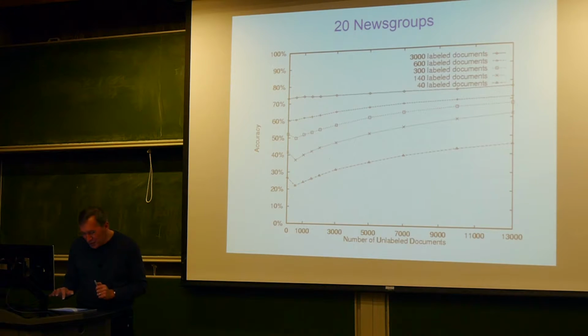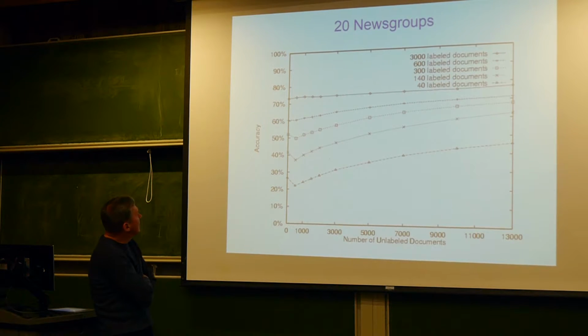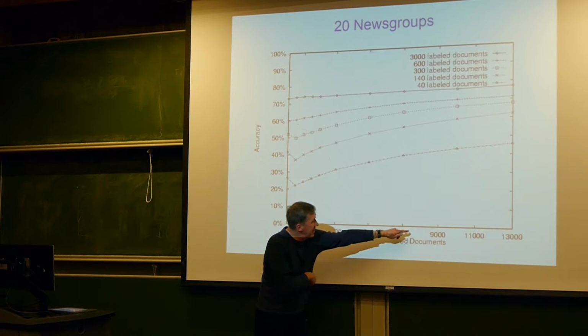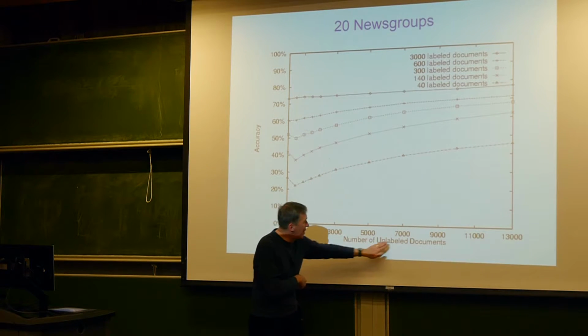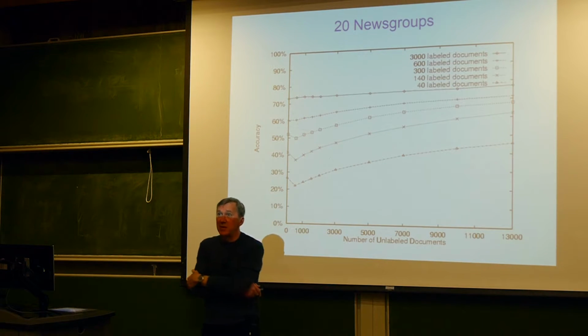All right, so here's one final plot that, again, gives some insight into how the performance is influenced by different numbers of labeled and unlabeled examples. So here we see the accuracy. Here we see the number of unlabeled documents. And each curve here corresponds to the number of labeled examples.